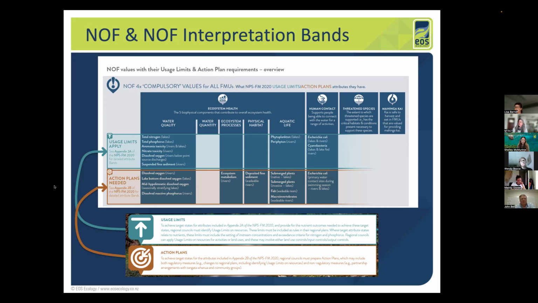With the action plans, they identify those targets, but instead of having a limit that they're working towards, they're setting up the action plans that are going to help them achieve those. That's where, for example, your dissolved oxygen and your deposited fine sediment sit, as well as your E. coli for contact recreation. So there's a bit of complexity around the usage of those NOF attribute bands, and how they get used by regional councils, and how they get used within a region.